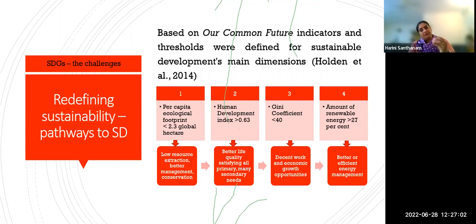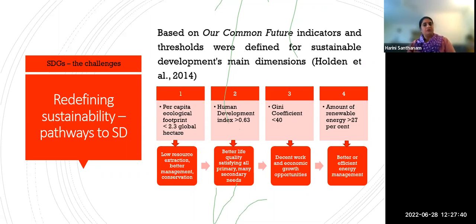So with low extraction of resources and more conservation, this moves us on to the next aspect, called the Gini coefficient. The Gini coefficient is an indicator of decent work and economic growth opportunities. It signifies whether the employment has been satisfactory from the industrial perspective, as well as the individual perspective, as well as the societal perspective. So here it is very important, moving from resources to needs to labor.